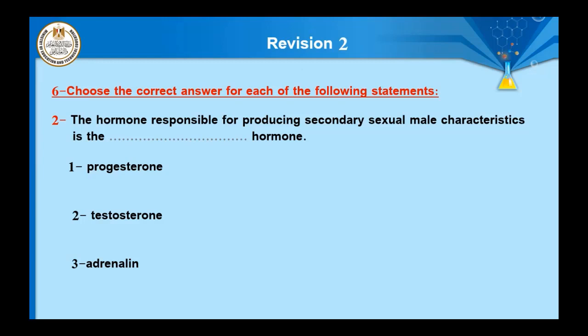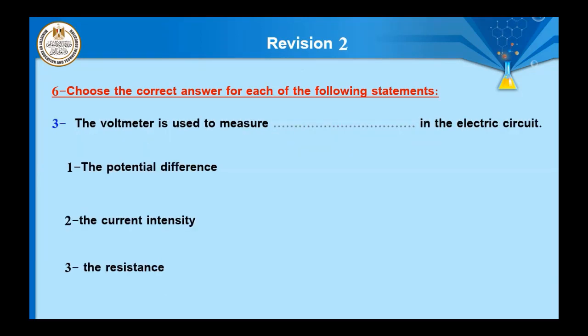We know that testis in humans produce the hormone responsible for secondary sexual male characteristics, which is called progesterone, maybe testosterone, maybe adrenaline hormone, maybe. Which of them is correct? Yes, I can hear you. All of you are correct. Testosterone hormone.